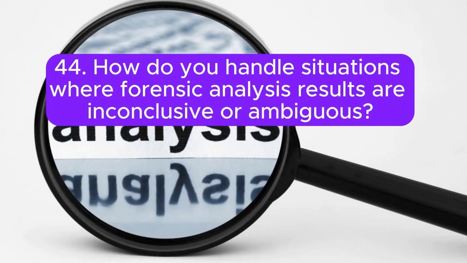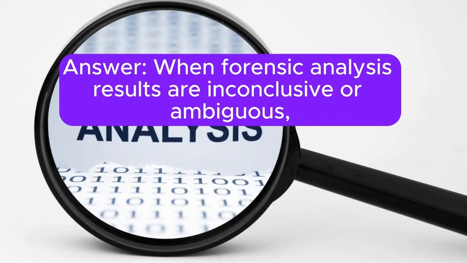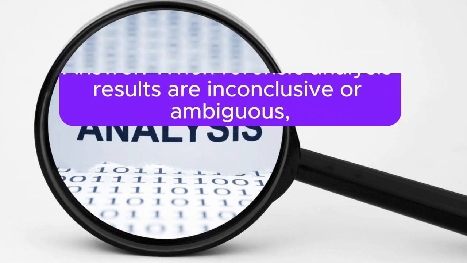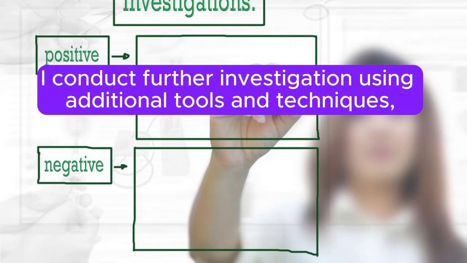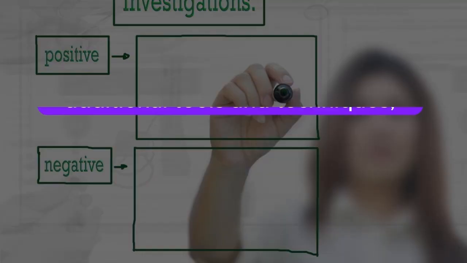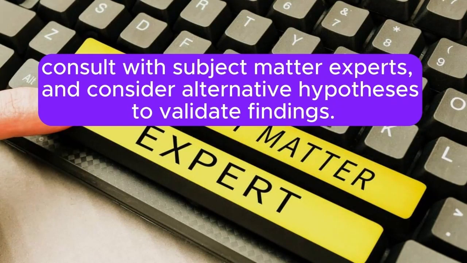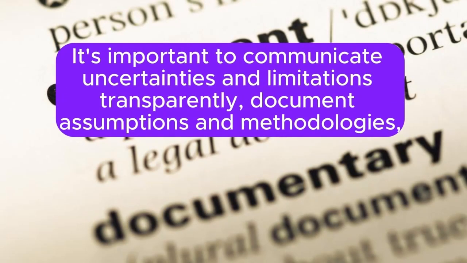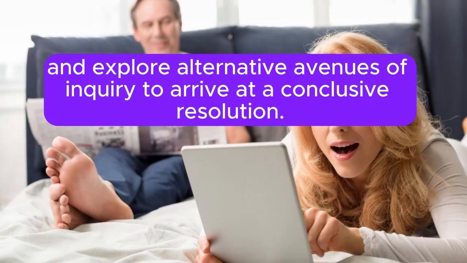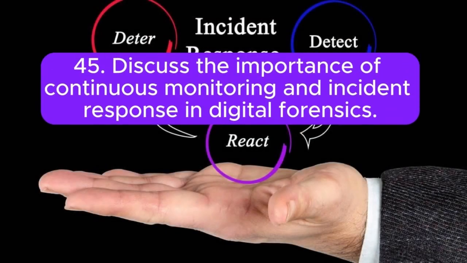44. How do you handle situations where forensic analysis results are inconclusive or ambiguous? Answer: when forensic analysis results are inconclusive or ambiguous, I conduct further investigation using additional tools and techniques, consult with subject matter experts, and consider alternative hypotheses to validate findings. It's important to communicate uncertainties and limitations transparently, document assumptions and methodologies, and explore alternative avenues of inquiry to arrive at a conclusive resolution.